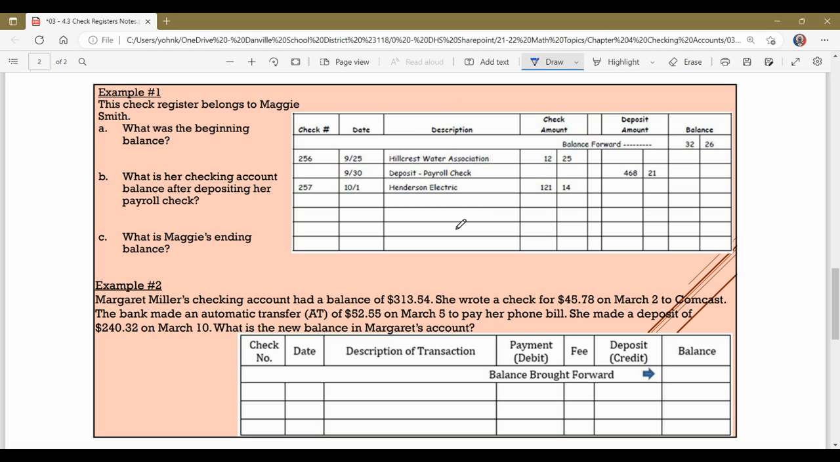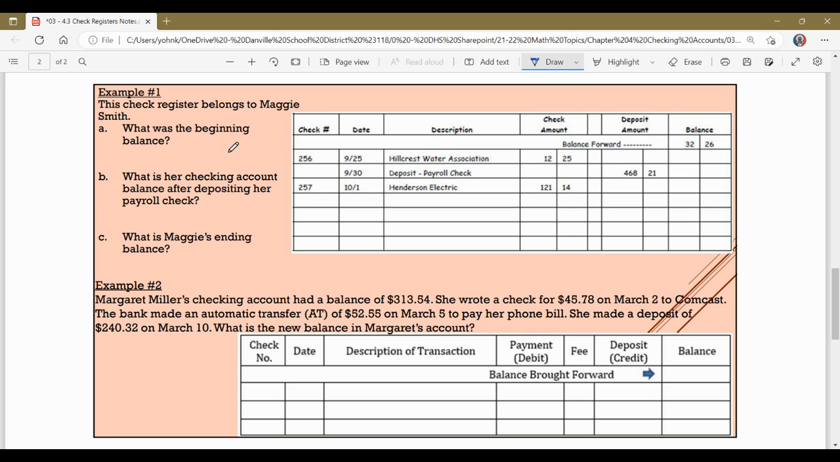The description column is usually who did you write the check to? Did you write it to Harry's Hardware? Did you write it to your rental agency? Did you write it to me? Then the next column is the check amount. Notice that the dollars and the cents are split on either side of the vertical line. Then we have this blank column, which we'll get to eventually in the chapter. Then we have the deposit amount. Again, dollars and cents are separated. And then we have a balance column here on the right-hand side, which we're going to use in a minute.